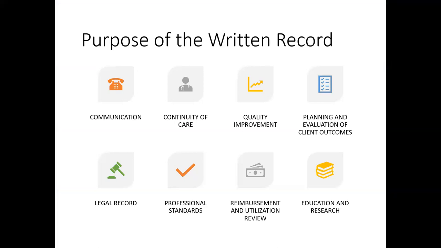So the purpose of the written record, right? Number one, the biggest thing is communication. Our clientele has a multidisciplinary healthcare team that cares for them. And by keeping their status up to date, you are going to promote continuity of care. Continuity of care means that if I step away from my patient, somebody else should be able to continue with what I was doing without any issues or questions.